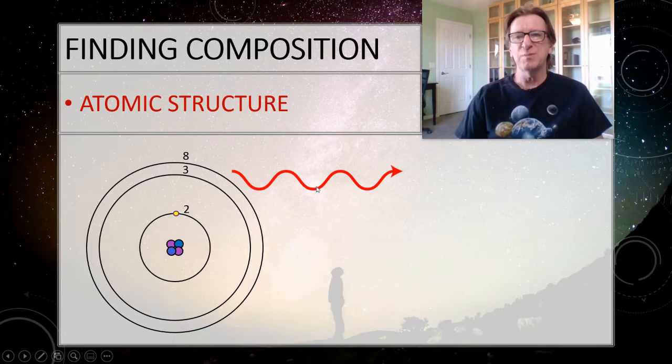And remember, we can call it a particle, a photon, or we can call it a wave. It's all the same basic thing. So whenever it drops down, it emits energy. That's the important thing. If it drops down, it emits energy, okay? So let's see what kinds of energy we can get.